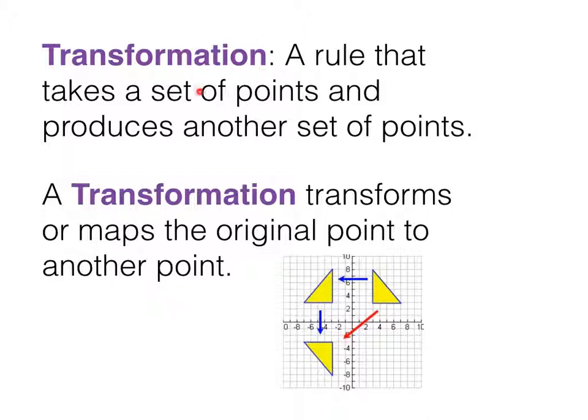So I can say that a transformation is a rule that takes a set of points and produces another set of points. For example, this triangle might follow a rule to produce this triangle. A transformation transforms or maps the original point to another point. Pause the movie and write down these two very important statements into your notes.